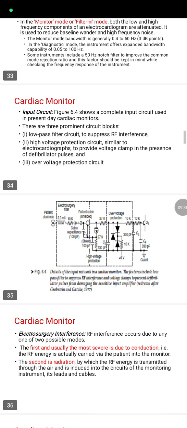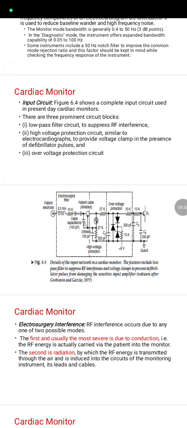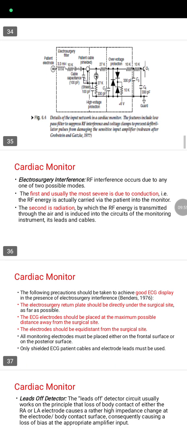This figure shows the input circuit diagram of present day cardiac monitors. There are three prominent circuit blocks: a low pass filter to suppress RF interference, a high voltage protection circuit to provide voltage clamp in the presence of defibrillator pulses, and an over voltage protection circuit.